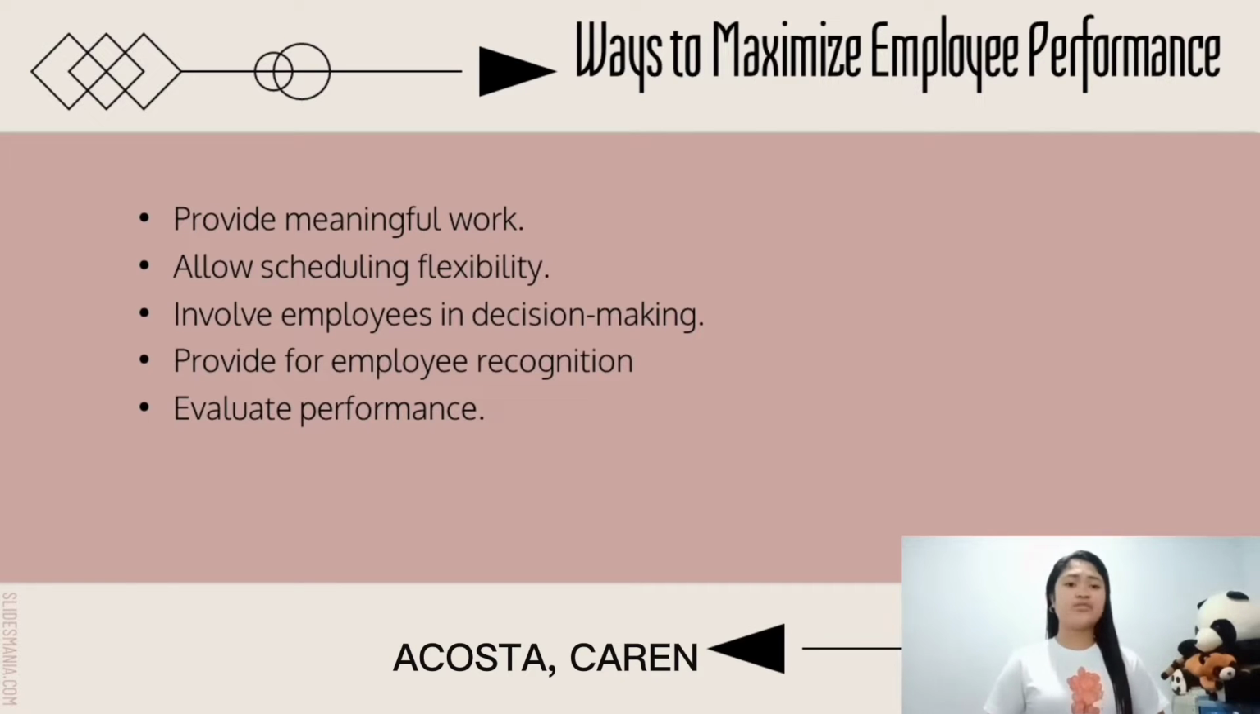Allow scheduling flexibility. The easiest way to define workplace flexibility is to think of it as an agreement between employer and employee. The agreement usually consists of three components. Employees can: first, choose where they work from; second, create a work schedule that works best for them; and last, schedule their work day however they want.